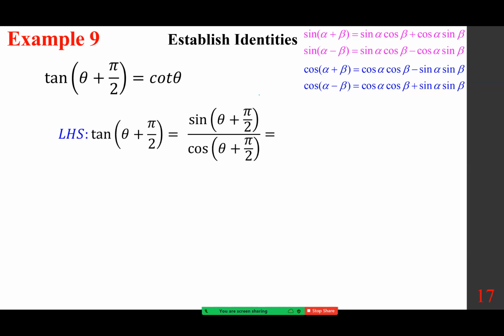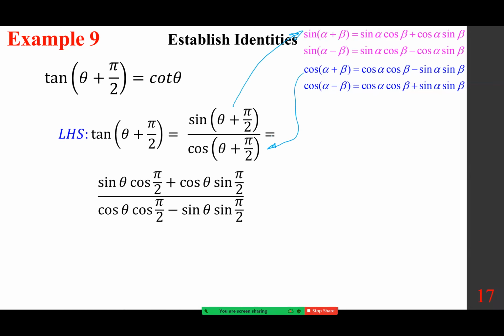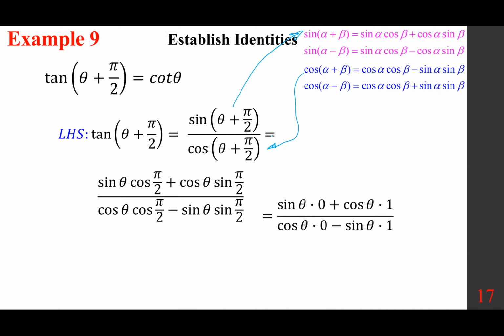For the sine, we use sine of alpha plus beta, which becomes sine theta cosine pi over 2 plus cosine theta sine pi over 2. And for cosine of theta plus pi over 2, we're going to write cosine theta cosine pi over 2 minus sine theta sine pi over 2. So we're going to use those formulas. And we know that cosine of pi over 2 is 0. Sine of pi over 2 is 1. We're going to replace it.